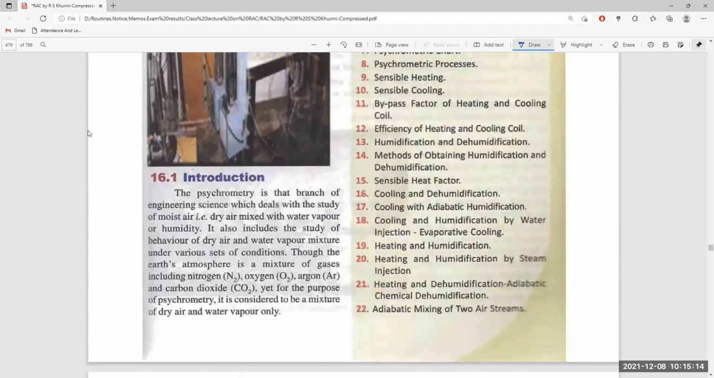Now, let us start by introducing the air conditioning system. So far, you have done the air refrigeration system. Now, we are supposed to include the air conditioning system, and in order to do so, we have to go through the term psychrometry. It is that branch of engineering science which deals with the study of moist air, the dry air mixed with water vapor or humidity. So we have to know what moist air is.